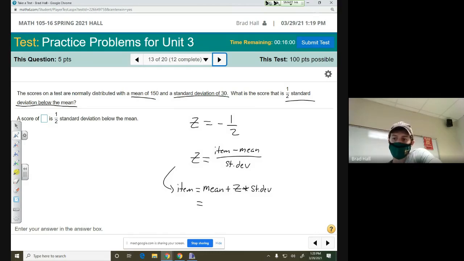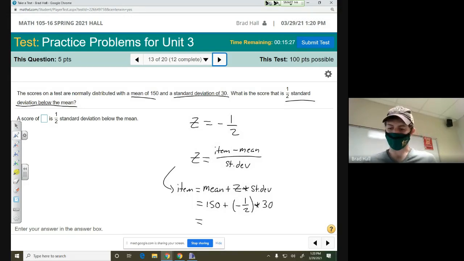But what this says is you take the mean of 150, and this is why it's worth knowing what the z-score is, -1/2 times the standard deviation of 30. Because the standard deviation tells you how many increments you go above or below the mean, and the z-score, or the number of standard deviations, tells you how large your increment will be.